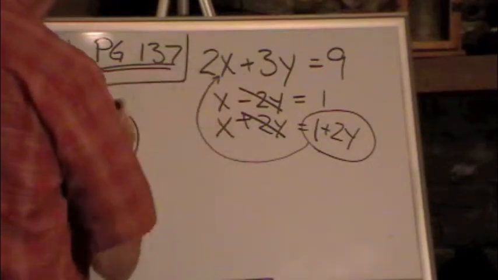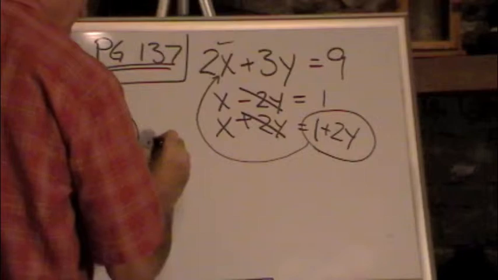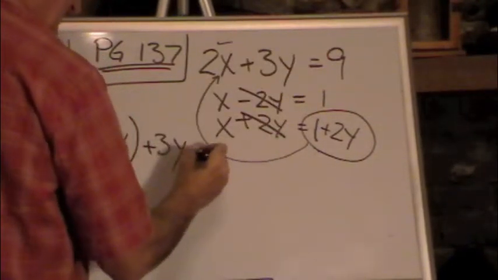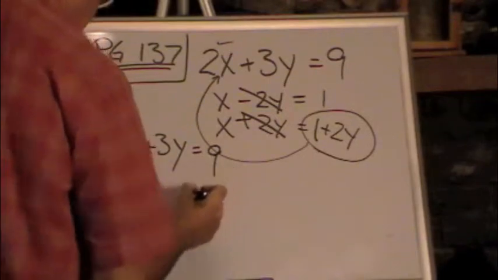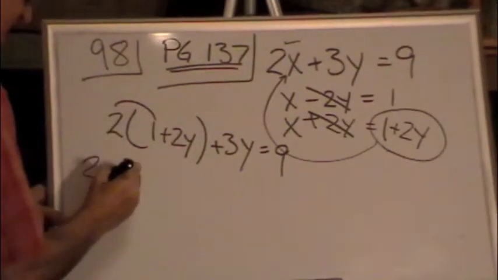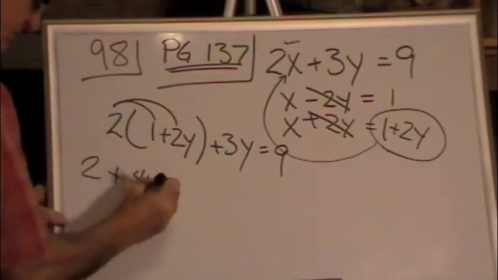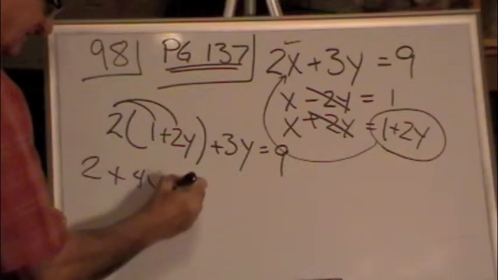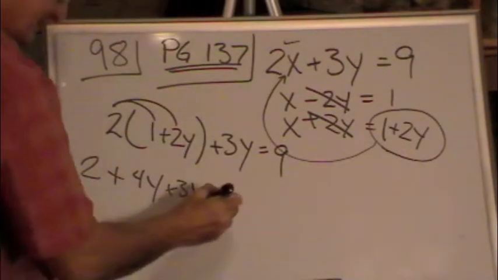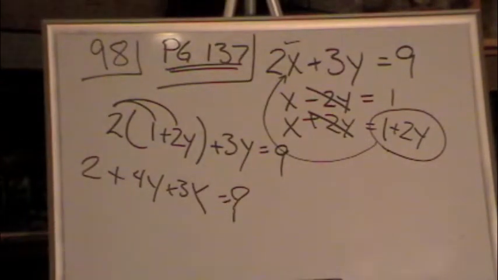Now what do I have left? This is done. Got that. Now, I need my plus 3y, and it all equals 9. Got it? That's 2 times 1 plus 2y, which is 2 plus 4y, plus 3y. I know you got that, didn't you? There we go. There's your 9 right there.